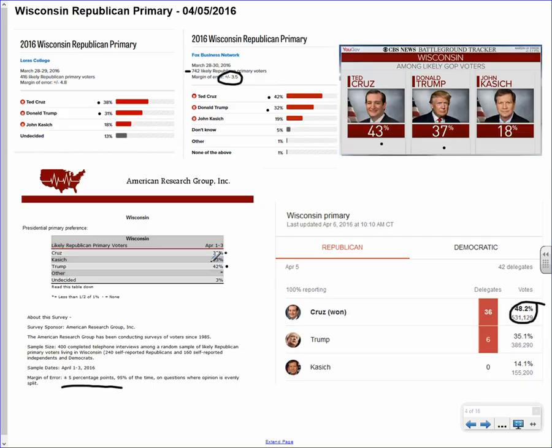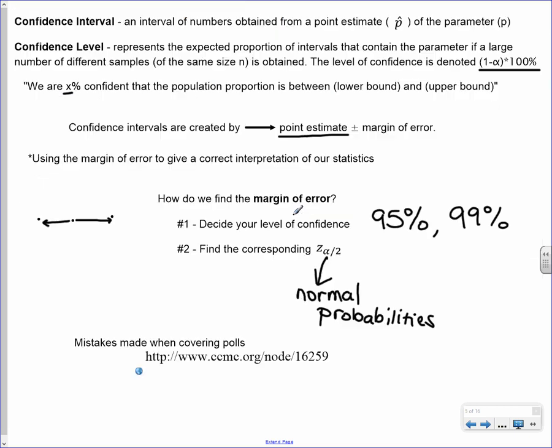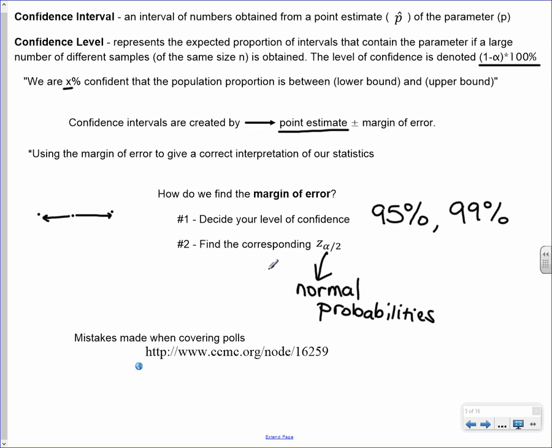So in a lot of these polls, the margin of error is given to you. So you may have wondered, where are they getting that number from? Are they just guessing that they're within 5%, or how do they do that? Well, the margin of error is based on really two things. It's based on your level of confidence and then your sample size.